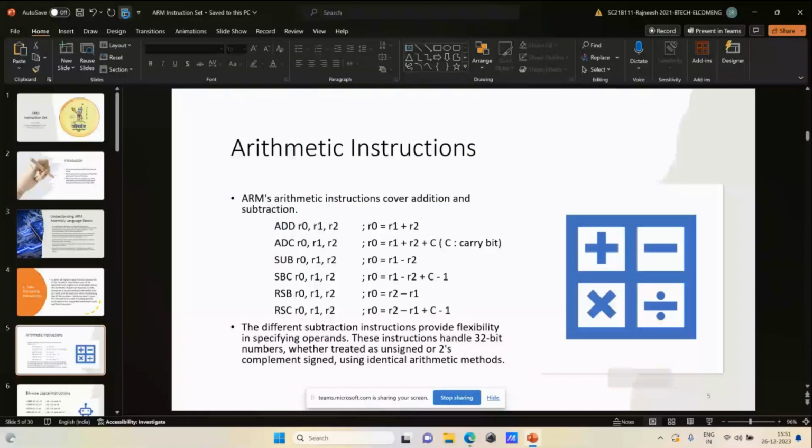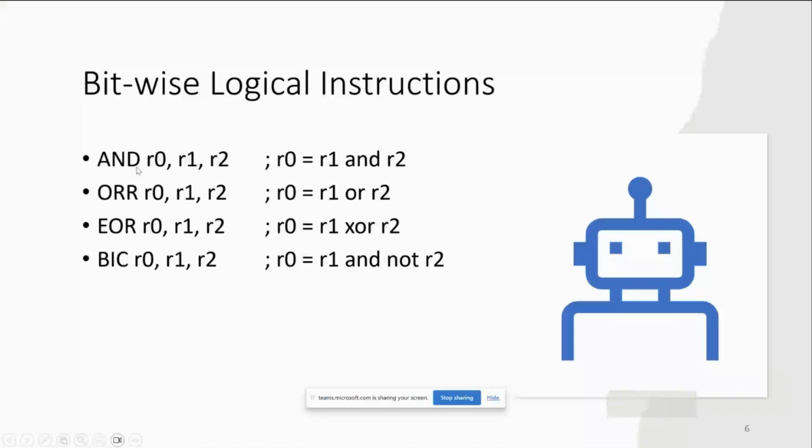So the logical operation AND R0, R1, comma R2 means R1 AND R2. Is there anyone who does not know these logical instructions, AND and OR? Okay, let's go through it very fast. AND means if you write 0 0 0, 0 and 0 is 0, 0 and 1 is 0, 1 and 0 is 0, 1 and 1 is 1. So this is the AND operation.